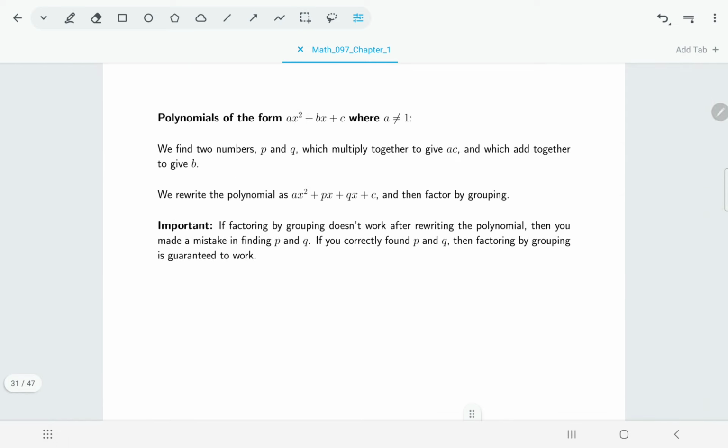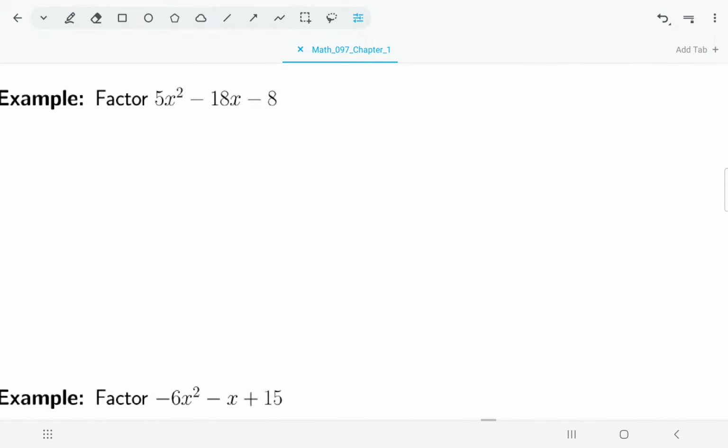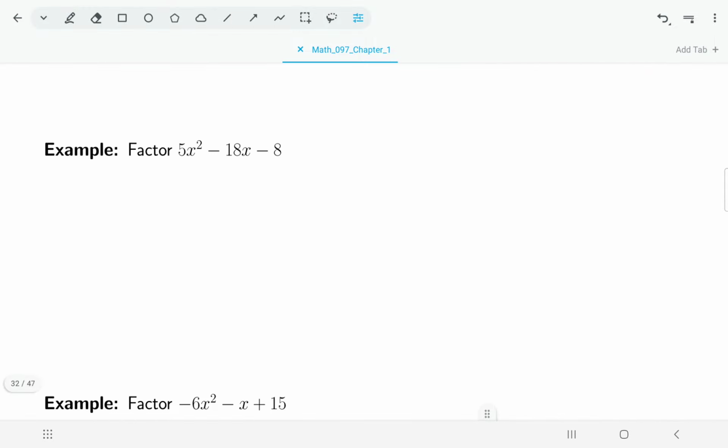So let's do a couple of examples here, starting with 5x squared minus 18x minus 8. So when we're looking to try to factor this, we need to find numbers that multiply together to give us 5 times negative 8, or in other words, multiply together to give us negative 40. And they need to add up together to give us our coefficient of x, which is negative 18. So we go through our list of things that multiply out to give us negative 40, and I hit upon negative 20 and positive 2.